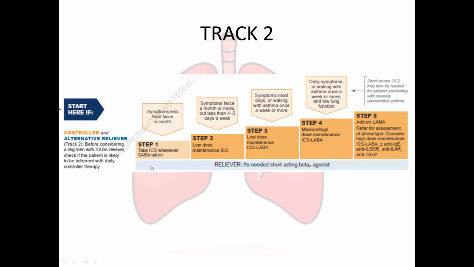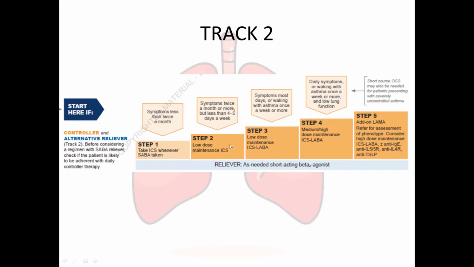So in track 2, step 1, patient needs to take an inhaled corticosteroid whenever SABA is taken. So whenever the patient is using a salbutamol-like inhaler, he needs to take an ICS containing drug. This ICS acts as a maintenance drug to control lung inflammation. From step 2 onwards, in track 2, you need to give a low daily maintenance therapy.